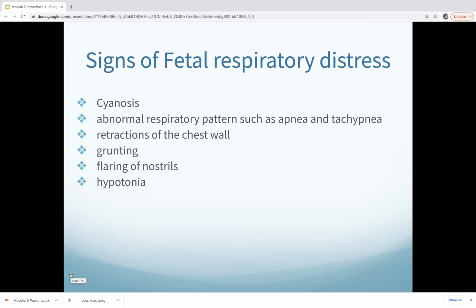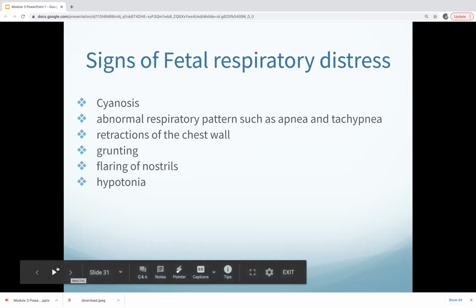Now, at times these newborn babies' breathing may be irregular, but they're regular, if that makes any sense. So you have to look at, again, the whole picture. I say that all the time because I think sometimes students get hung up on these being absolutes, and there are no absolutes in nursing, okay? Retractions of the chest wall, grunting, flaring of the nostrils, and very hypotonic, very floppy.